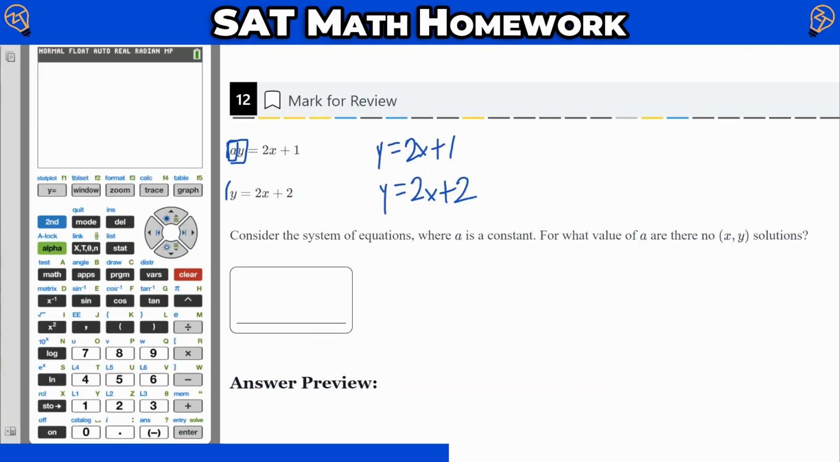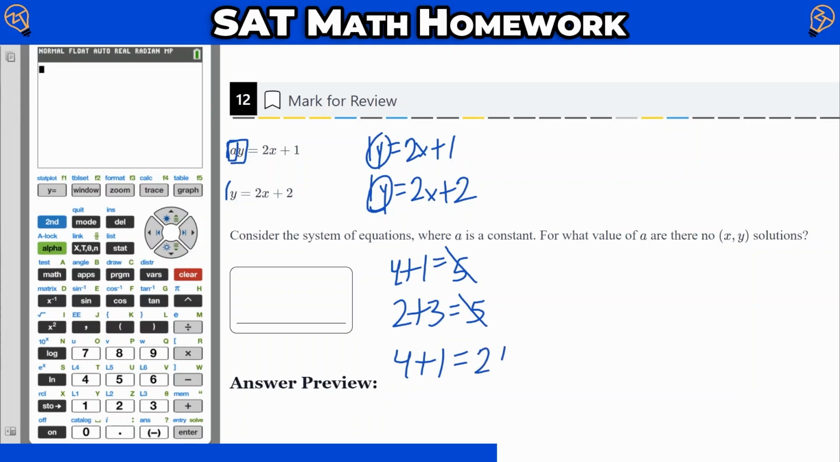Now, in our case, it's interesting because both of these have y isolated. So that definitely is a substitution scenario. In fact, let me give you an analogy here. Let's say 4 plus 1 equals 5, which it does, and 2 plus 3 equals 5, which it also does. The fact that they're both equal to 5 means they are equal to each other, which they are. In the same way, since 2x plus 1 is equal to y and 2x plus 2 is equal to y, you can say that 2x plus 1 and 2x plus 2 are equal to each other.